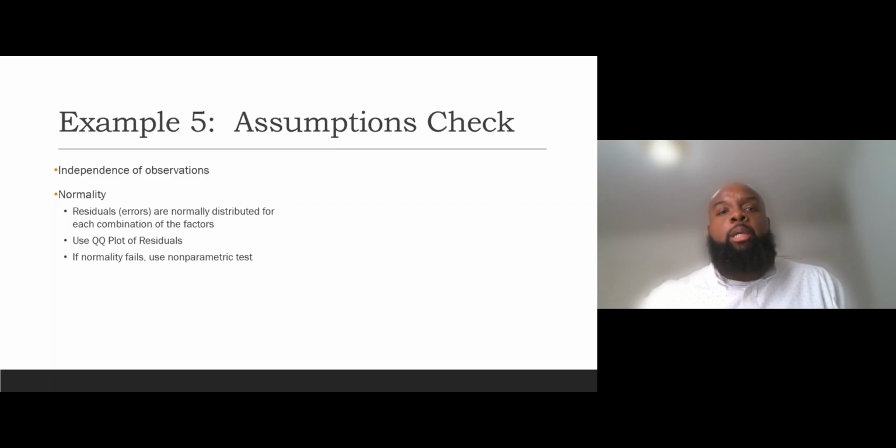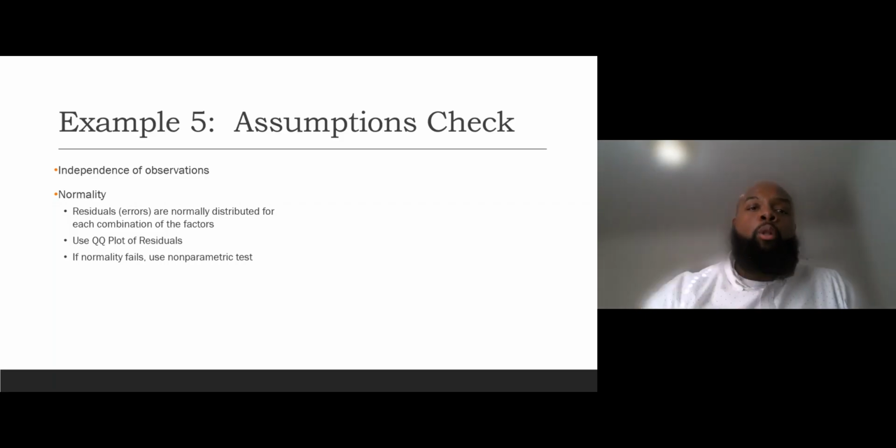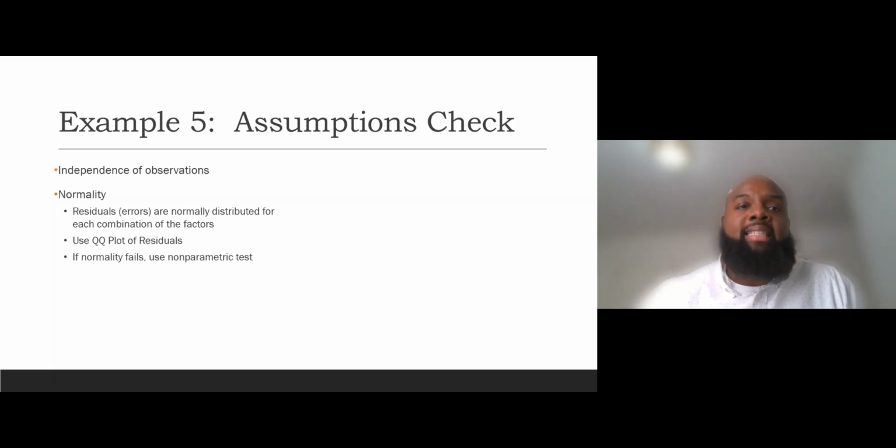If our normality assumption fails, meaning I don't see a scatter plot where most of the points are near that line, then we're going to have to use a non-parametric test. We're not going to run through a non-parametric test in this course, but I will show you what that non-parametric test is called and where you can access it in JASP a little later.